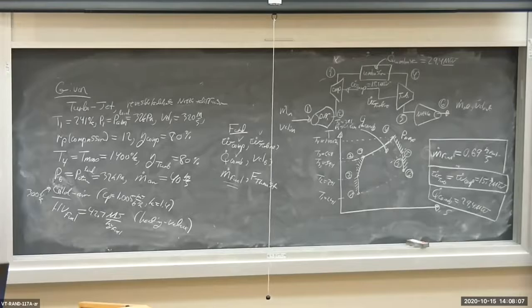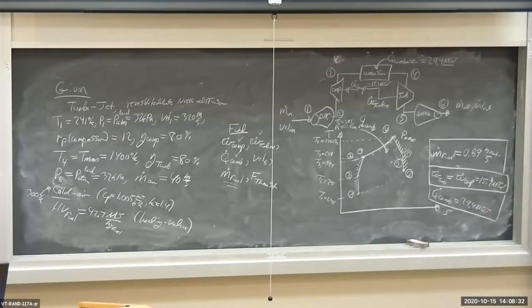That's pretty easy to do. So I got T5 just from the energy balance on the turbine. I know the turbine work. Okay, I know T4, so I can get T5. Okay, now I need to get T6. Well, I know it's an isentropic process, 5 to 6.